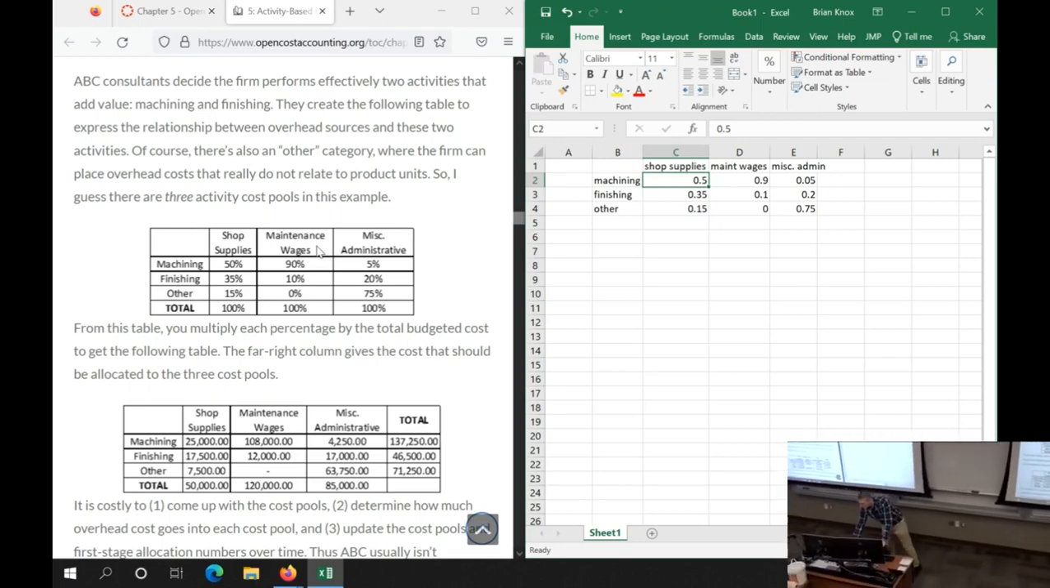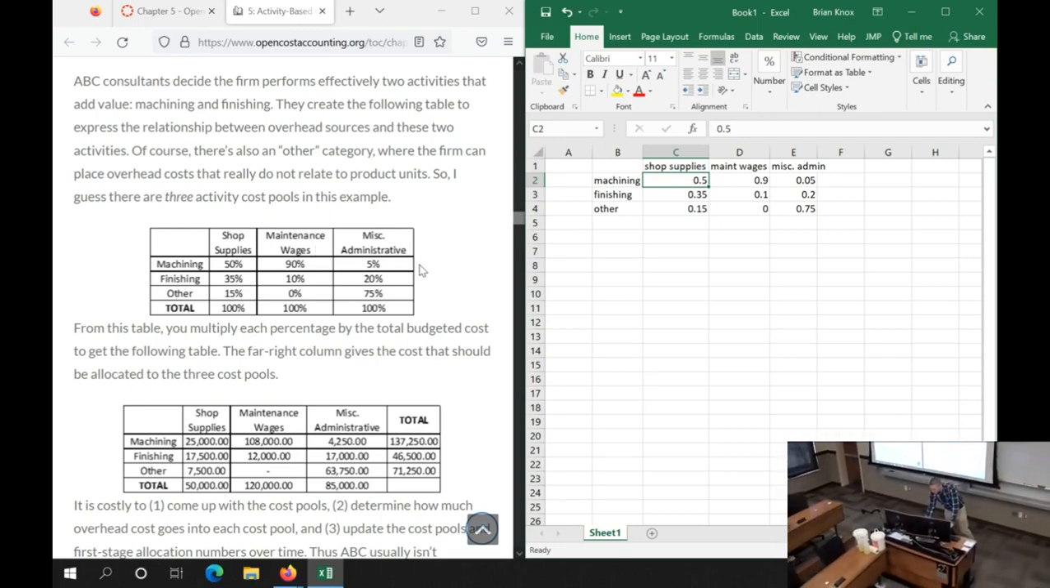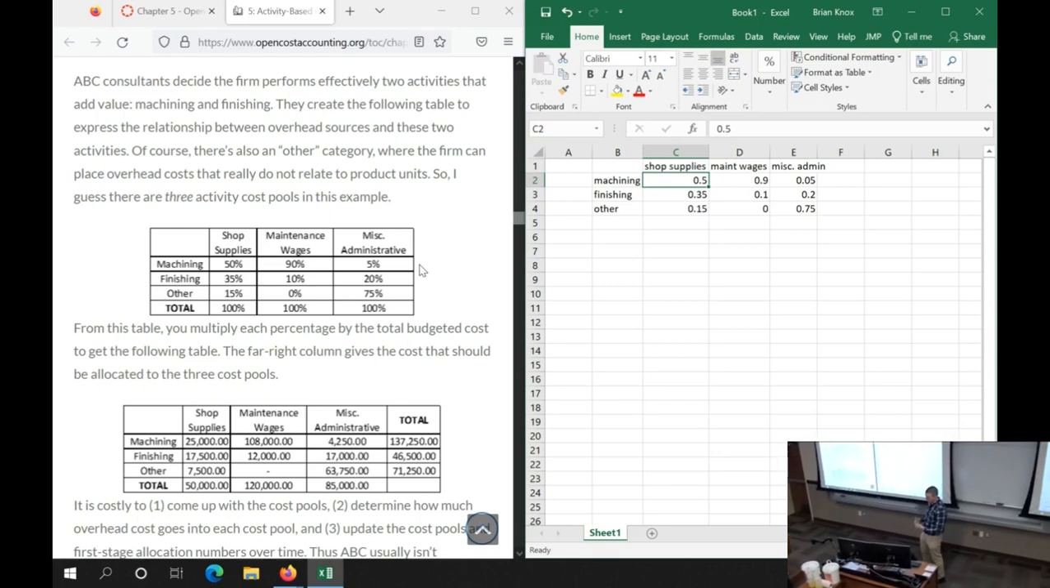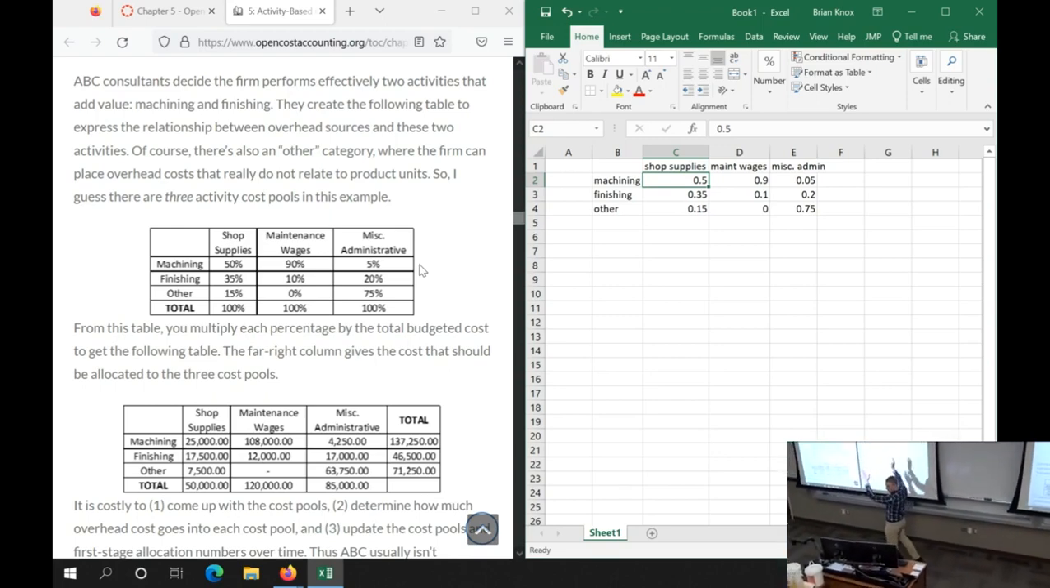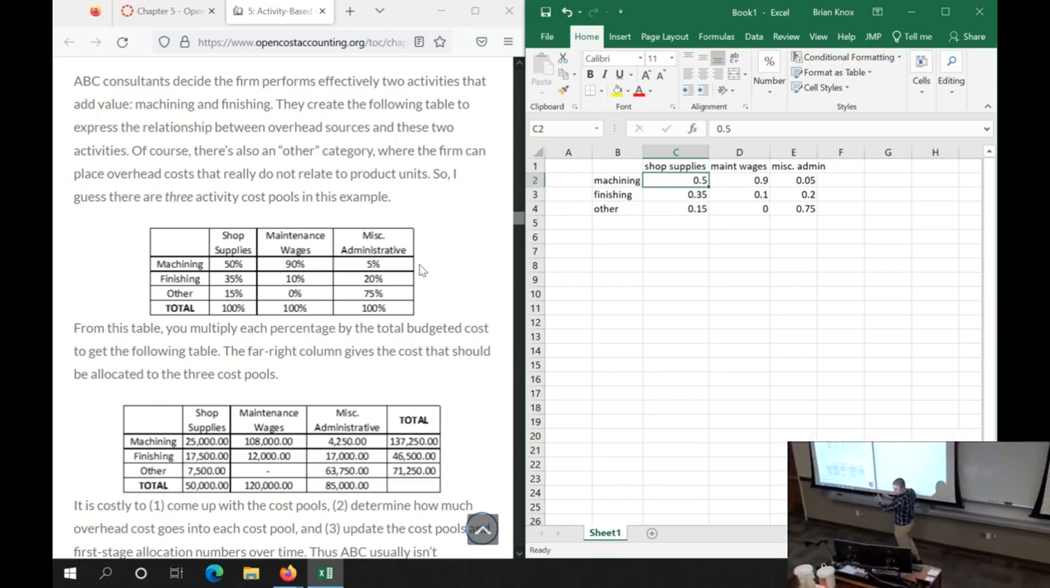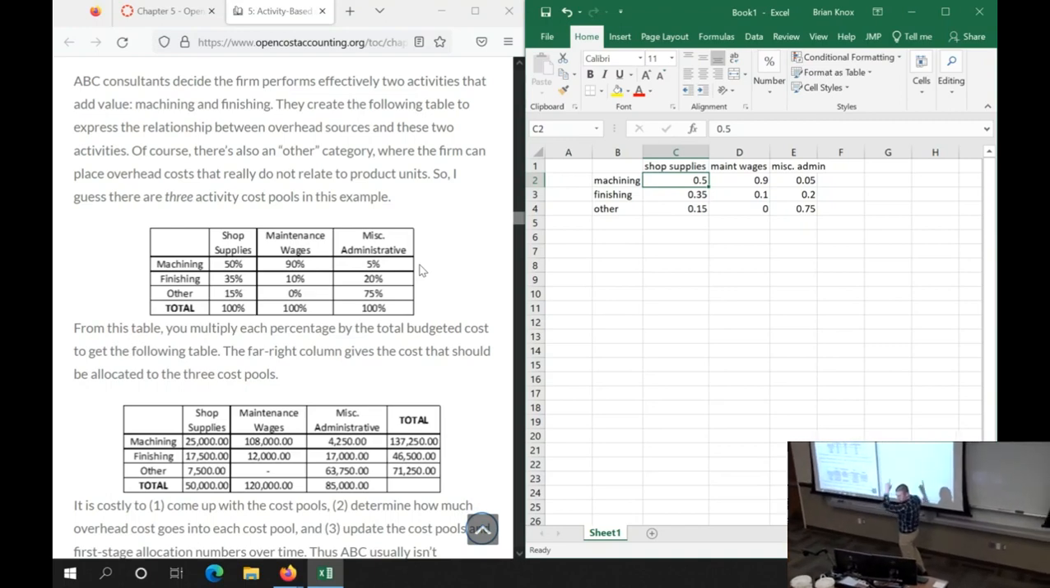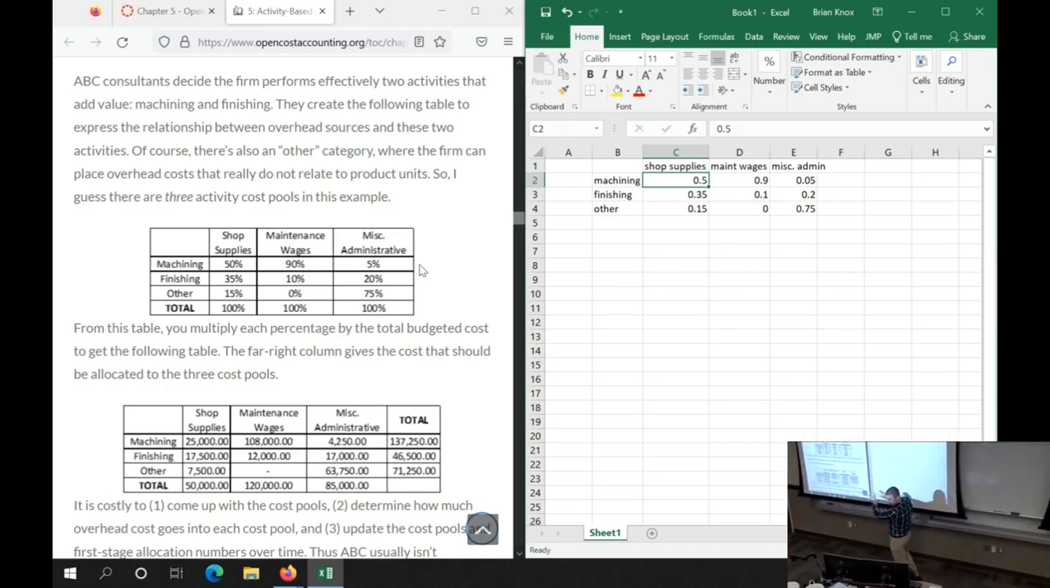0% there. Miscellaneous administrative here is going to split up into different percentages, a very different stack here. The other ones were all highest at the top, going downward. Shop supplies and maintenance wages, highest on machining, a little lower on finishing, and then down to very little or almost nothing on other. The miscellaneous administrative category, though, has the opposite pattern.